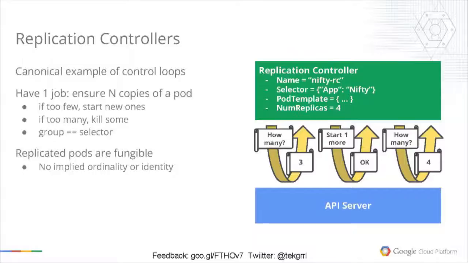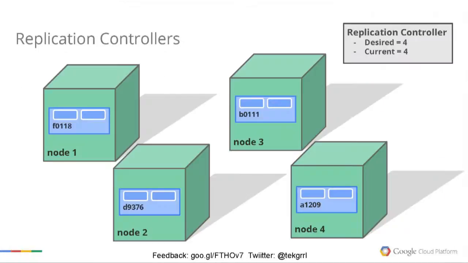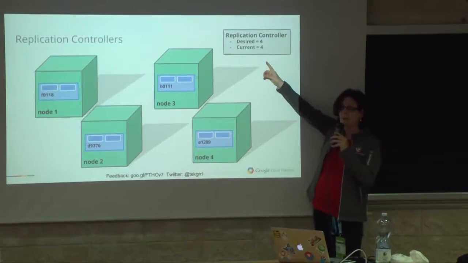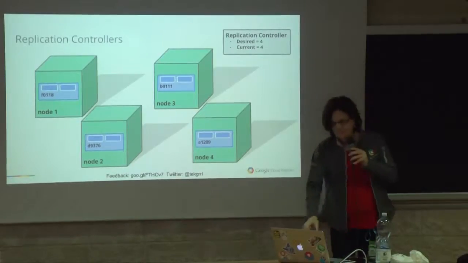And I'm going to go straight into this part. So in this case, we have four pods running on different nodes. And our desired state is four. We want four of these pods. We have four currently, so we're good, right?